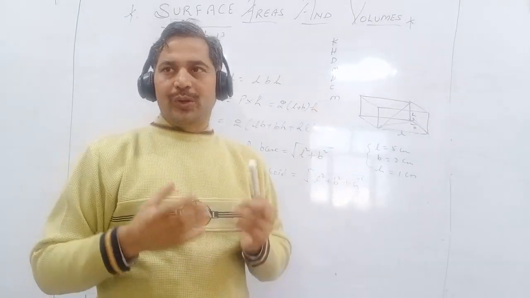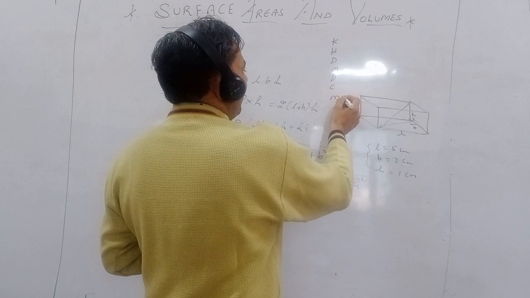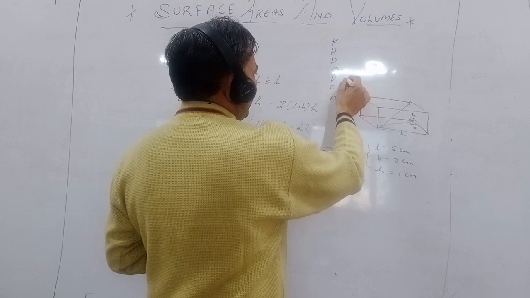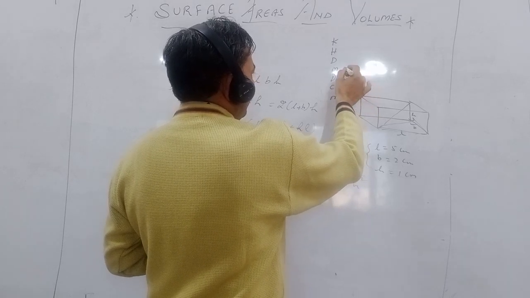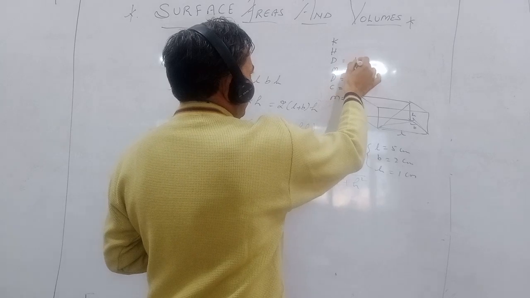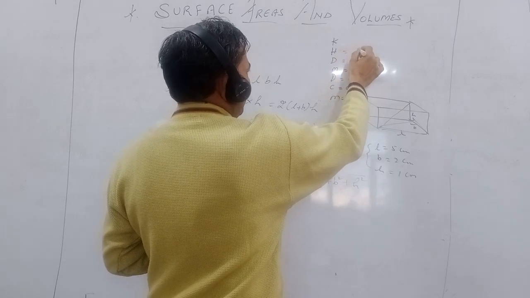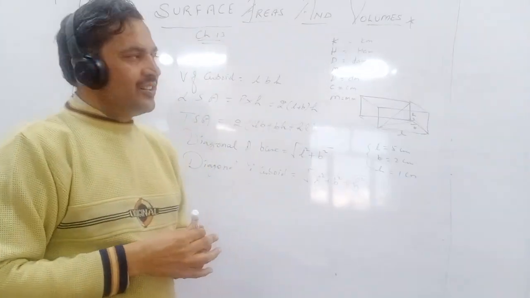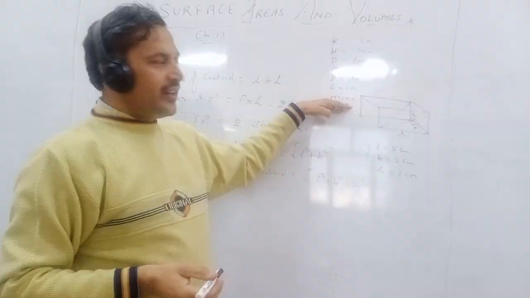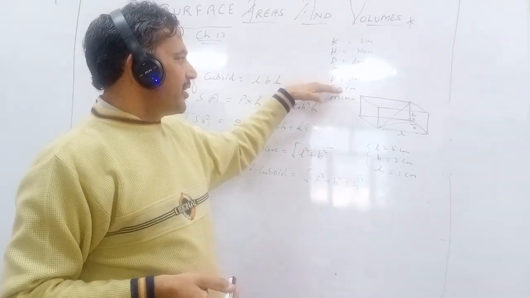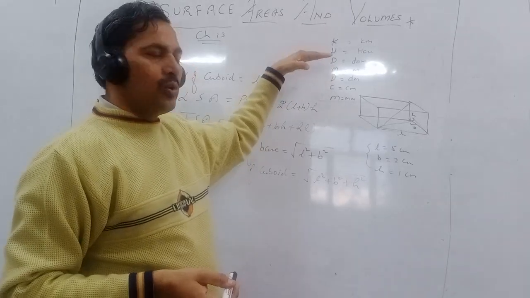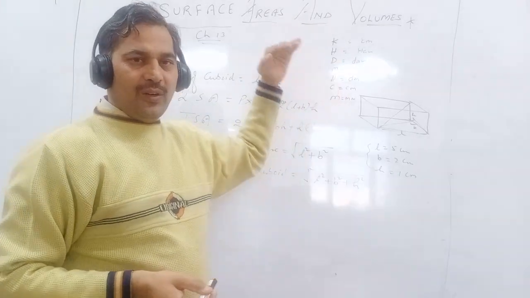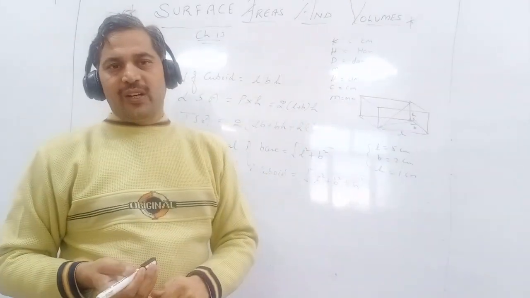This is a symbol, dear, you can learn: millimeter, centimeter, decimeter, meter, decameter, hectometer, kilometer. These are the length measurements. 10 millimeter equal to 1 centimeter, 10 centimeter is equal to 1 decimeter, 10 decimeter equal to 1 meter, 10 meter equal to 1 decameter, 10 decameter is equal to 1 hectometer, 10 hectometer is equal to 1 kilometer.